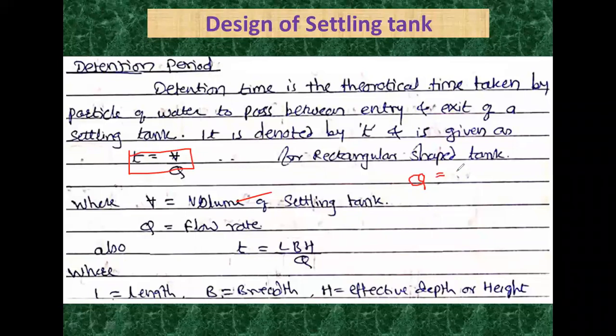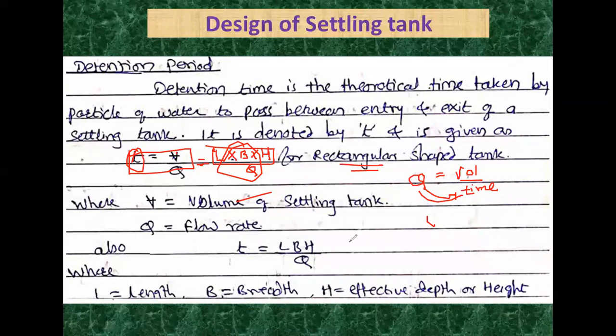We know that discharge is nothing but volume upon time, right? If I take this time here and discharge here on this slide, then I will get this formula. Time is equal to volume upon discharge. So what is the volume of a rectangular tank? The volume of a rectangular tank we can find with the help of three dimensions, that is length into breadth into height or depth of tank, divided by Q. So by using this formula, we can find the volume and dividing by discharge, we will get the detention time for the rectangular tank.